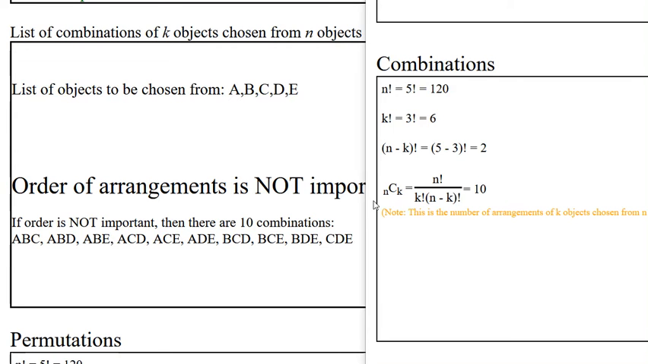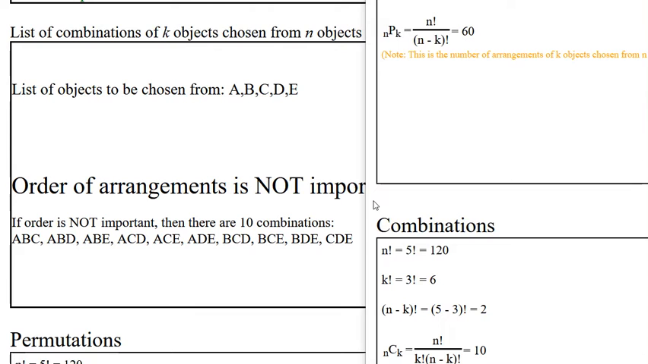And if we compare the 2 formulas, for the permutations, we don't divide by the k factorial, but for the combinations, we also divide by the k factorial. So that's the difference.